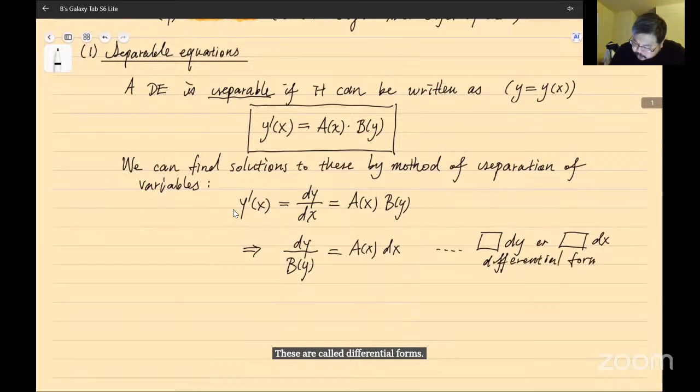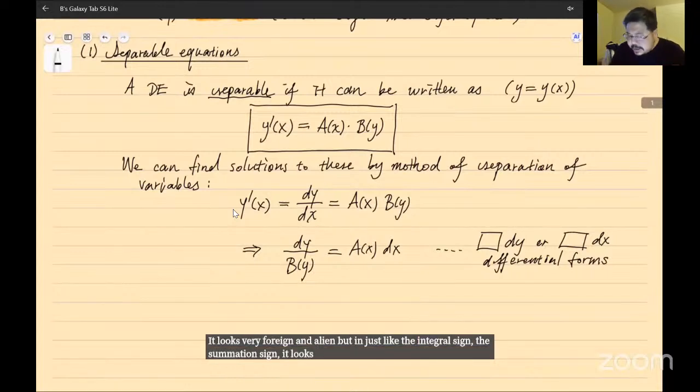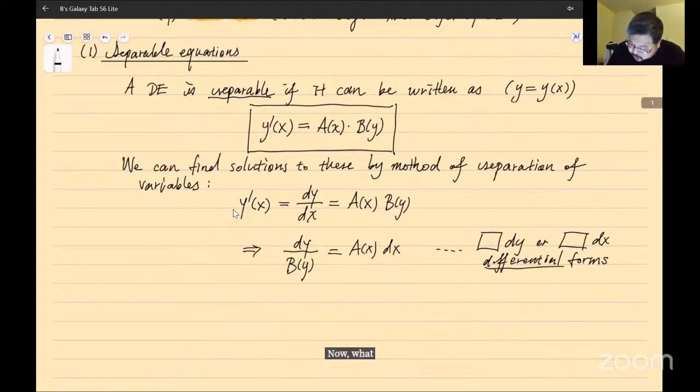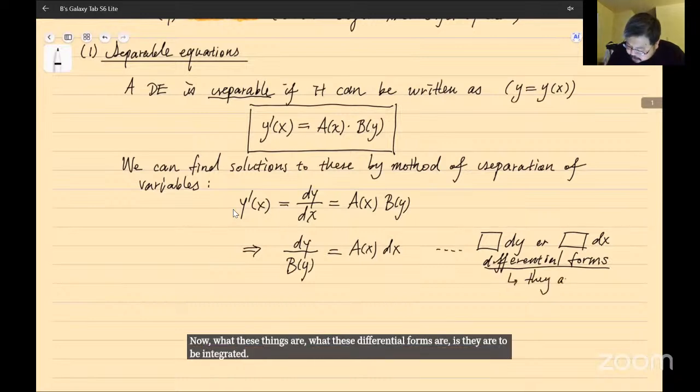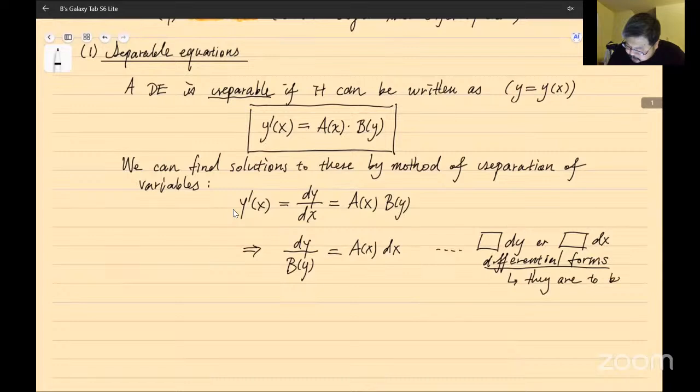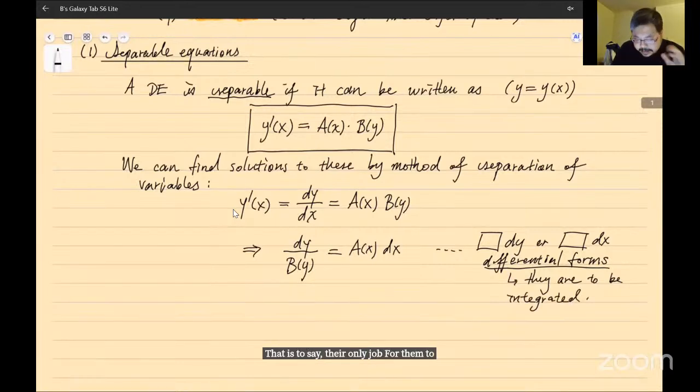It looks very foreign and alien, but just like the integral sign and the summation sign, it looks alien to you at first, but it becomes your friend. Now, what these differential forms are is that they are to be integrated. That is to say, their only job, for them to be meaningful, is to be put inside an integral sign.